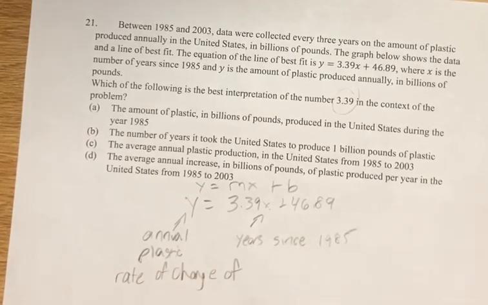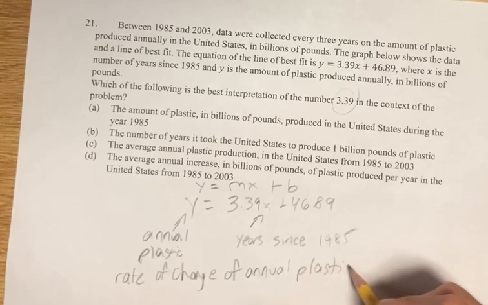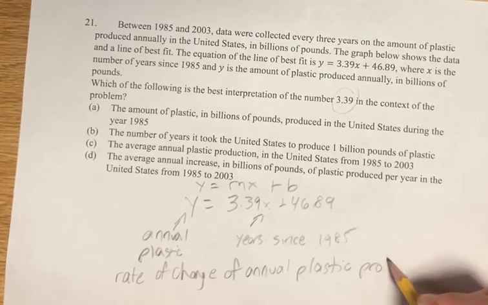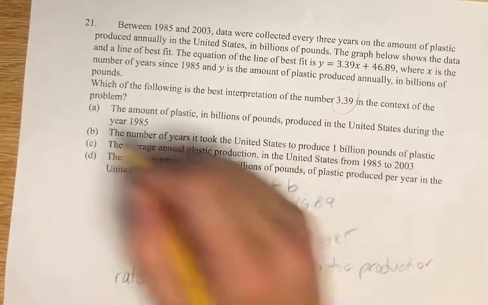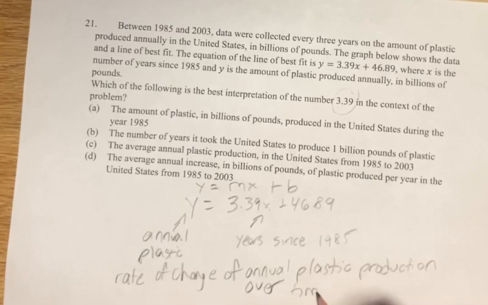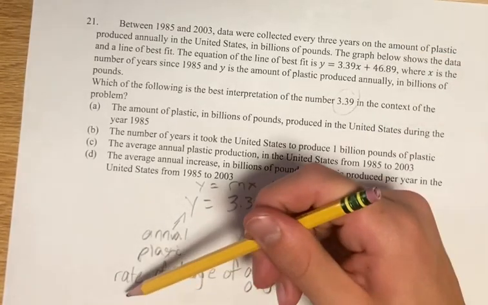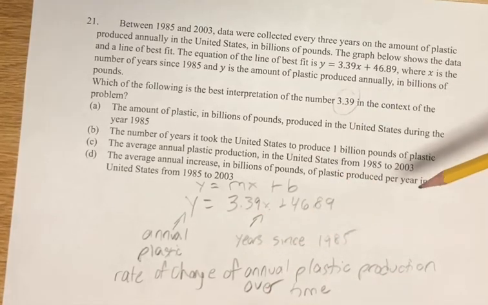So the rate of change of y, what is y? It's the annual plastic production, over x, the number of years since 1985. So it's the rate of change of the annual plastic production over time. So this is what the number 3.39 means.